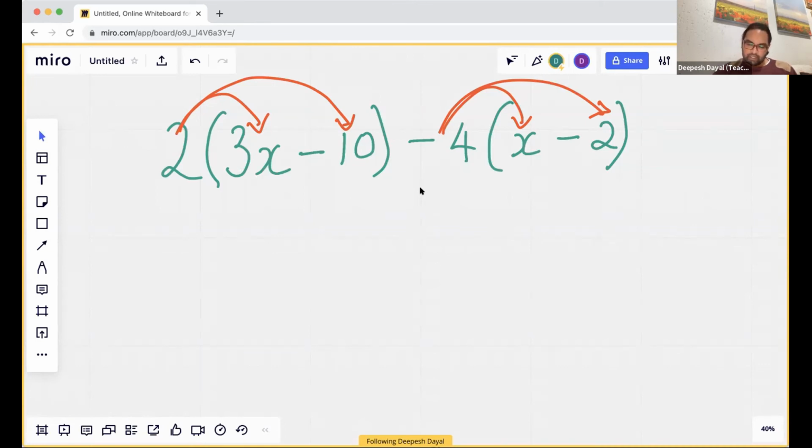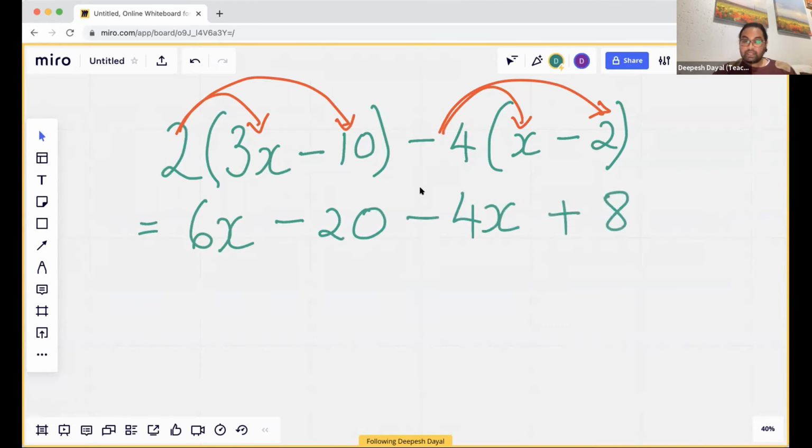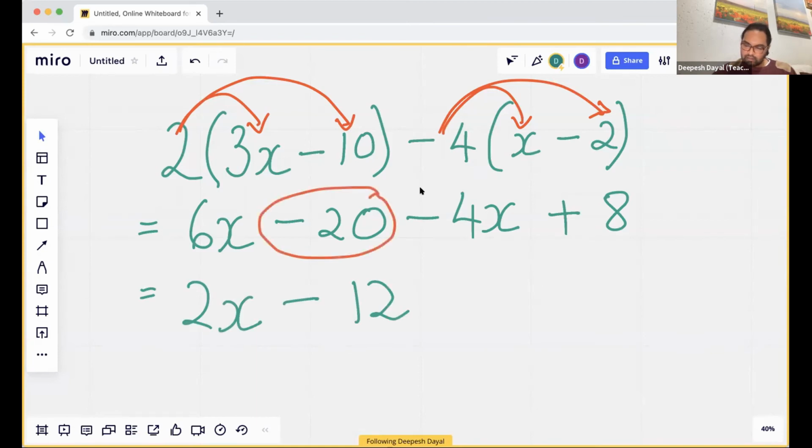Okay, let's have a look. So 2 times 3x equals 6x, and 2 times minus 10 is minus 20. Minus 4 times x is minus 4x. Minus 4 times minus 2 is plus 8, right? So 6x minus 4x is 2x. Minus 20 plus 8 gives me minus 12.